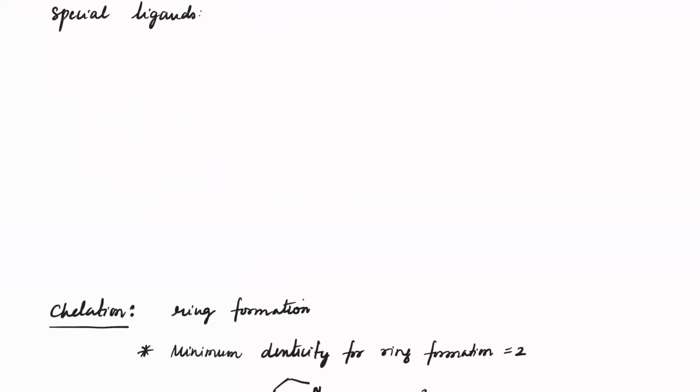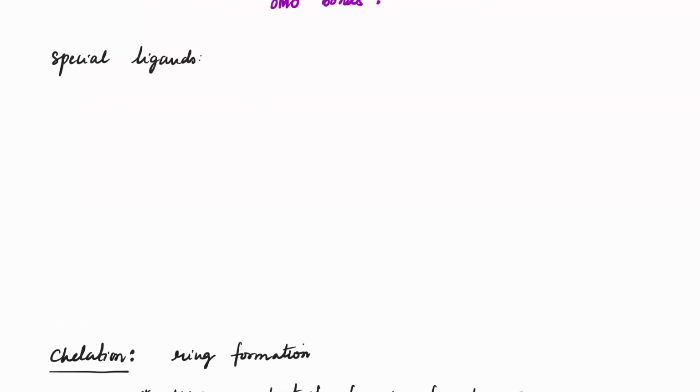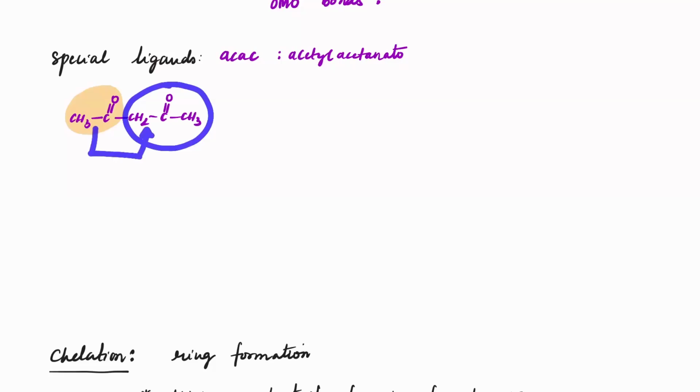Next. Check out the special ligands. Okay. Special ligands. Mainly the special ligand which we'll be using is ACAC. Okay, ACAC is an abbreviation for acetyl acetonato. Basically, it is formed from this active methylene diketone. So if you have a diketone here like this, you know that this part is acetyl, okay, and this entire part is acetone. So acetyl is connected to acetone. That's why it is called acetyl acetonato.